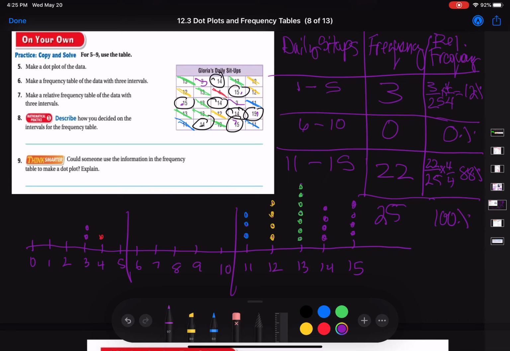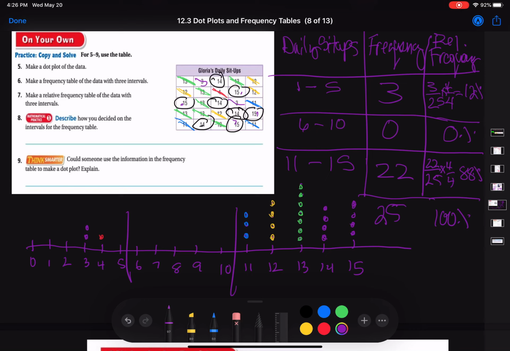So now it says, describe how you decided on the intervals for the frequency tables. For me, I looked at 1 through 15 and I divided it into 3 equal parts. I just divided 15 by 3. And so that went 1 to 5, because you want your intervals to be equal.